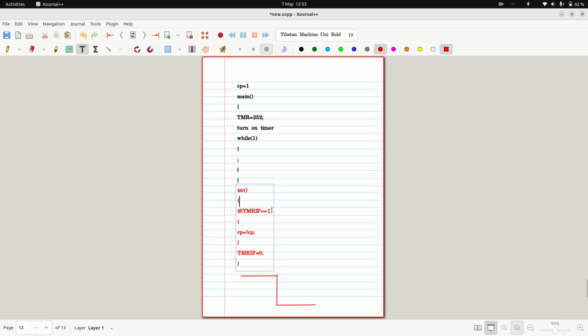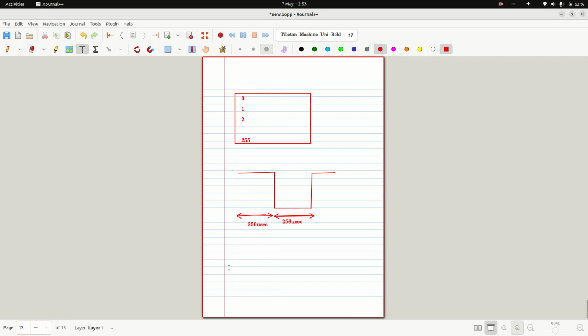After the if condition, here I am going to write TMR equals to 252. So now it works as expected. It takes 4 microseconds, isn't it? So here also it takes 4 microseconds. For off period also it takes 4 microseconds. Yeah, here also it takes 4 microseconds.